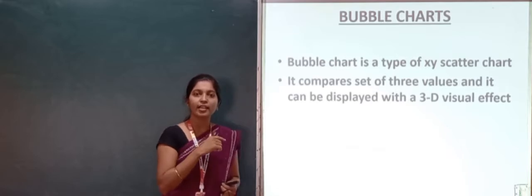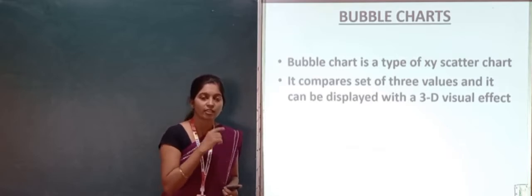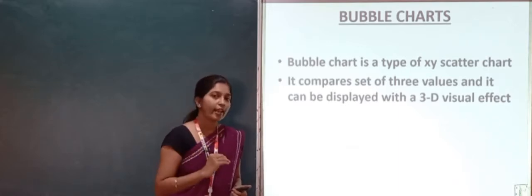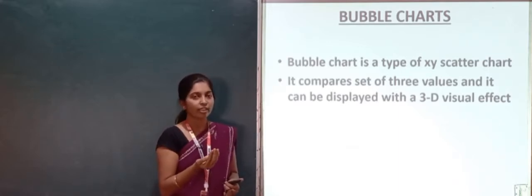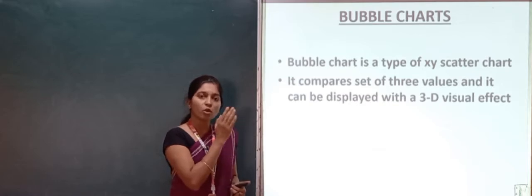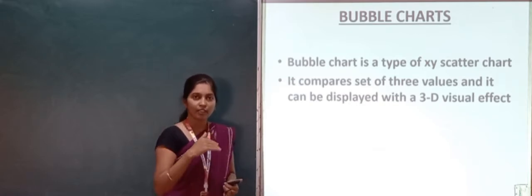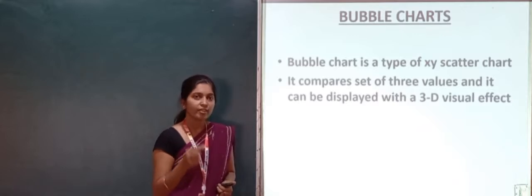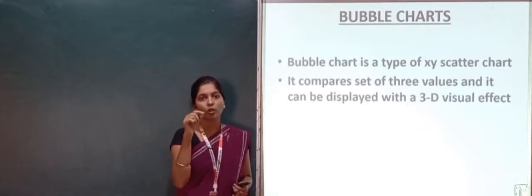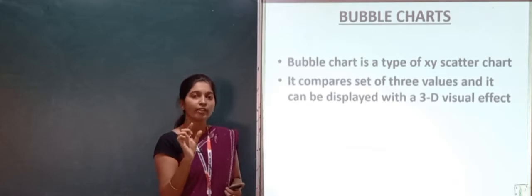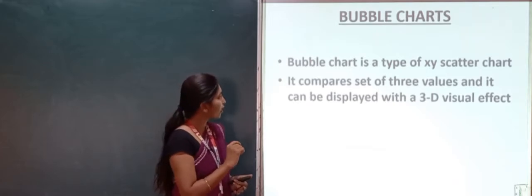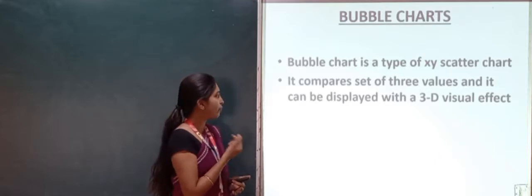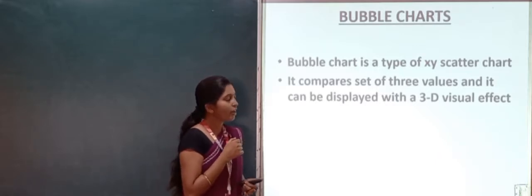We have already seen the XY scatter chart, the scatter chart where we represent different data using symbols. It is also one type of those XY scatter. Here we are representing chart data series using the bubble, a small round circle, and it compares a set of 3 values and it can be displayed within a 3D visual effect.